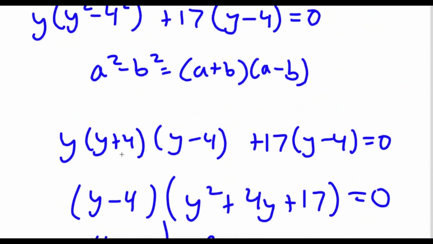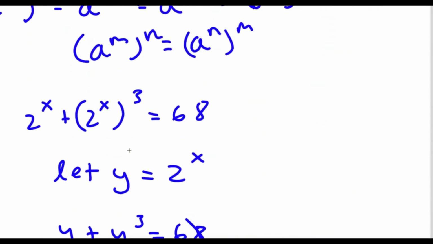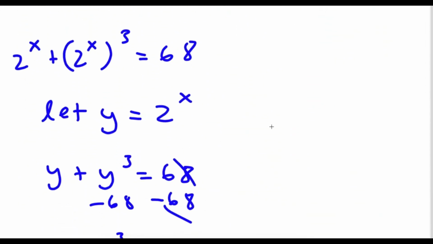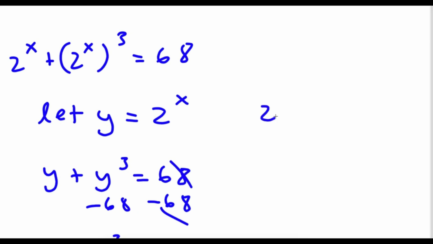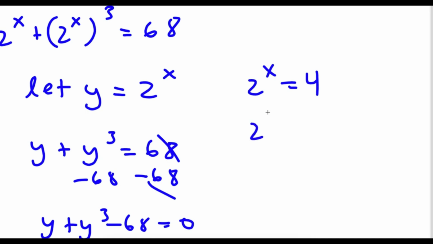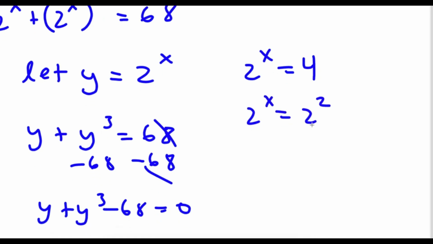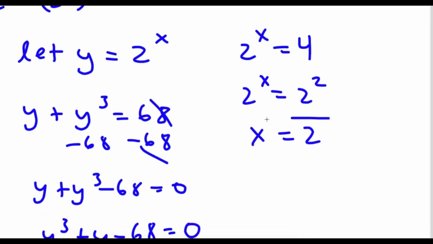is 4. So if y is equal to 4, and remember how we said y is equal to 2 to the power of x, now I have 2 to the power of x is equal to 4. And 4 is the same thing as 2 squared, so I have 2 to the power of x is equal to 2 squared, and this means that x is equal to 2. So x is equal to 2 is our solution.